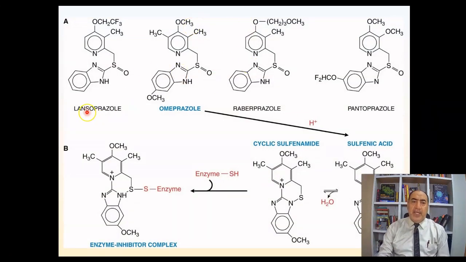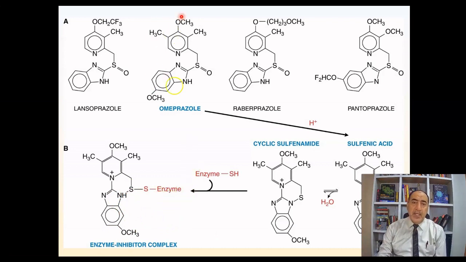So these are the, I just combined the structure with the examples of the drugs. The prototype drug is omeprazole, the first one that has been discovered, then lansoprazole and pantoprazole, okay. I'd like to highlight the fact that omeprazole is converted into, all of them could be, but we'll take omeprazole as an example, okay. It will be converted into the thiophilic cyclic sulfonamide, this guy, which loves the enzyme.